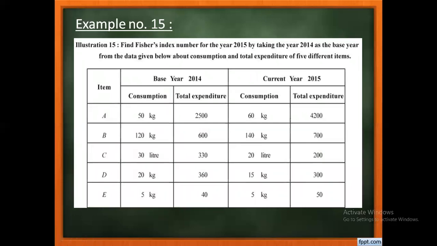Next example is quite different. Let's see. Find Fisher's index number for the year 2015 by taking 2014 as the base year, as in the previous sum, from the data given below about consumption, that is Q, right? And total expenditure of 5 items. See, this consumption, you can say this is 2014 consumption Q0, 2015 consumption Q1. But total expenditure, you cannot say it's P1 and P0.